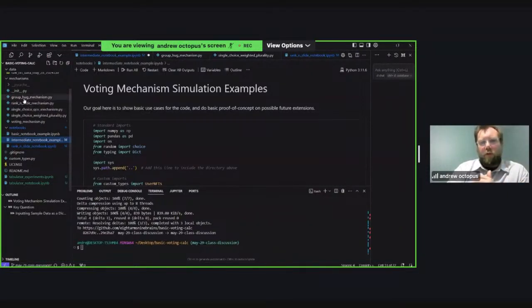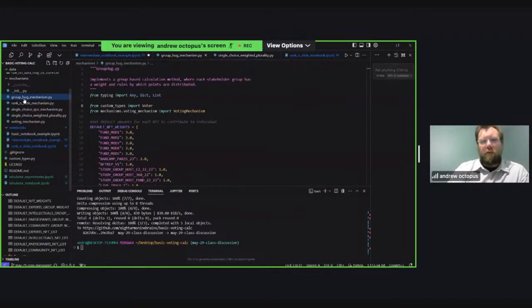We have the group hug mechanism designed by Joan. We have the rank and slide mechanism designed by Jonas, I'm sorry, I don't know how to pronounce it. And then we have the single choice quadratic credibility voting that was designed by Felix. So these three mechanisms that we're trying to decide between are all here.